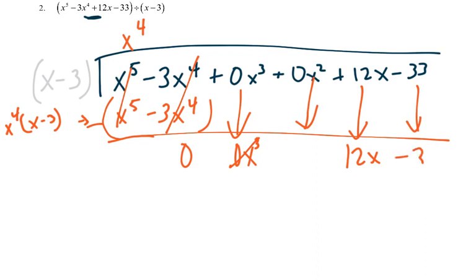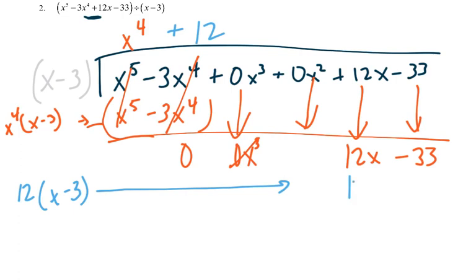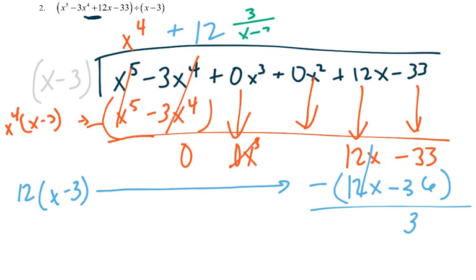So then I'm going to bring down my next terms, which is going to be a 12x minus 33. And I'm going to say, okay, well, x times what gives me 12x? That's going to be times 12. If I do 12 times x minus 3, that gives us 12x minus 36. We're going to subtract that. 12x minus 12x is 0. Negative 33 minus negative 36 is equal to positive 3. So our answer is x to the 4th plus 12. And then our remainder is 3 over x minus 3.